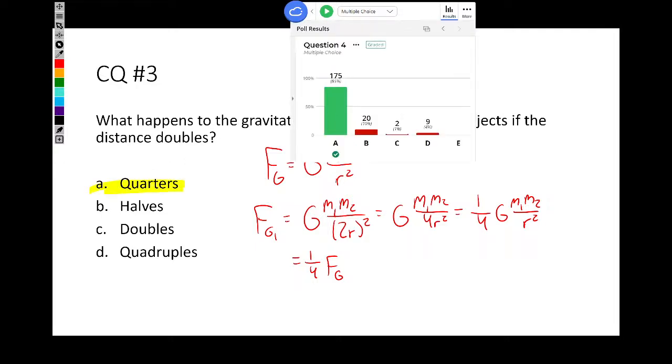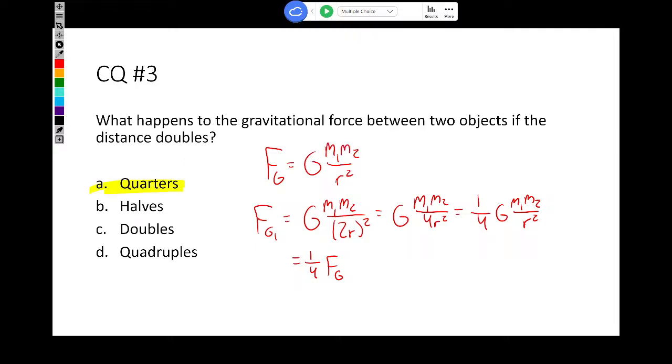Great job. Why did I ask this question? One, get us used to this equation. Two, do not forget the square. Do not forget the square on the bottom. It's a classic mistake to forget the square at the bottom. Why? I don't know. It just happens. Classic.